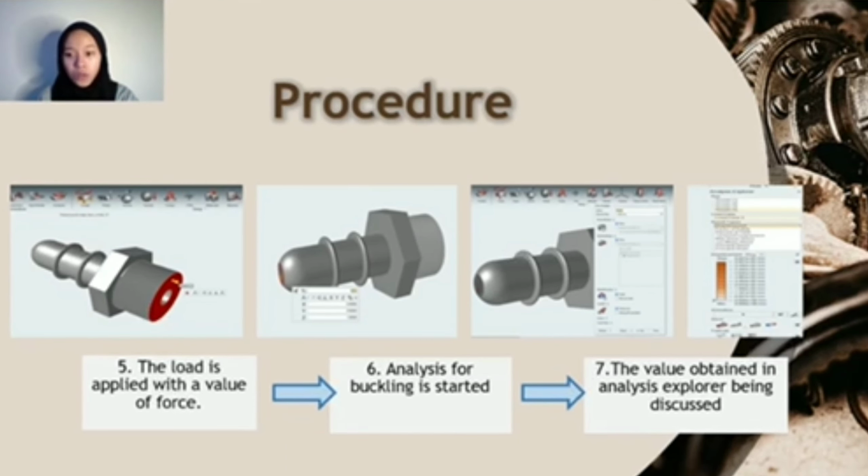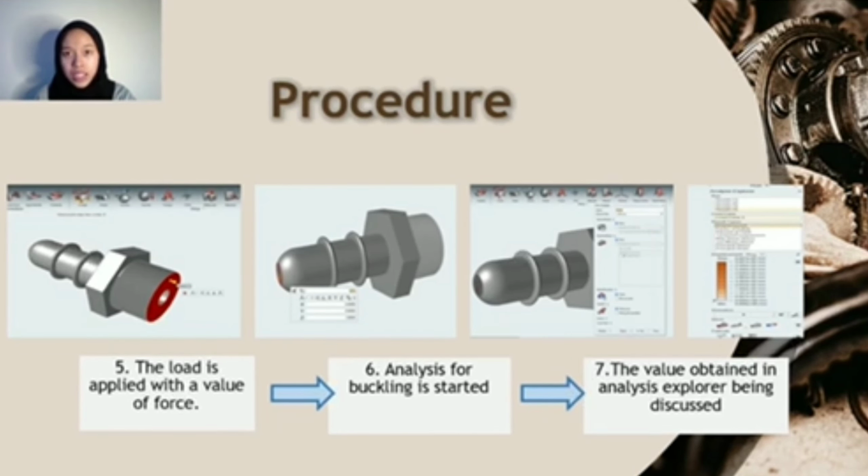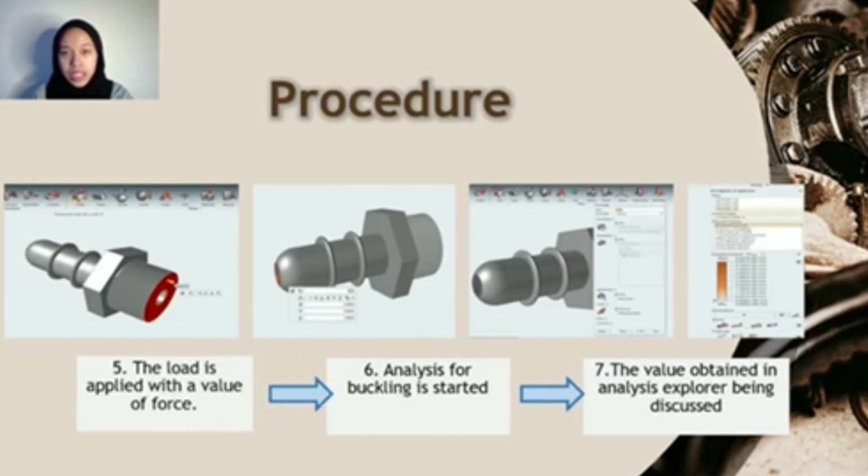Seventh, the values obtained in Analysis Explorer are discussed. There are 3 values being discussed in this simulation. First is displacement, second is factor of safety, and the last one is von Mises stress.